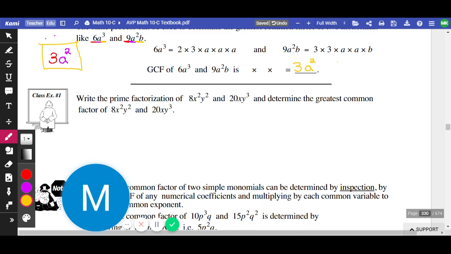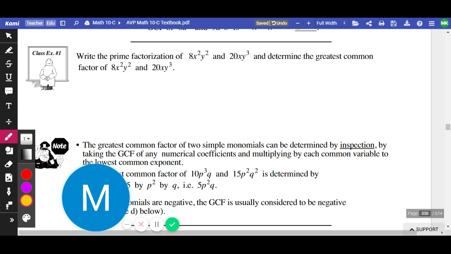Okay, so class example number 1. I'm not going to do this part because I think that's a very, very slow way. And if you're doing that every single question, then you're going to be in big trouble. Okay, so we eventually just have to be able to look at it and inspect it. So it says, determine the greatest common factor of 8x squared y squared and 20xy cubed.